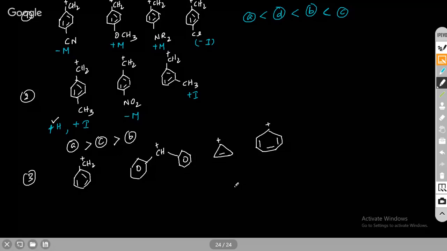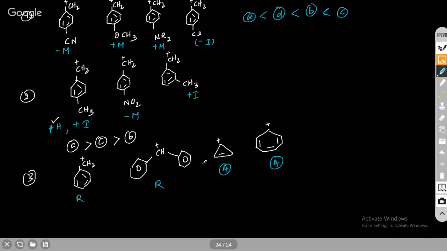Vaishnavi, are you done? See, it's simple only. You see here, what electronic effects do we have here? Resonance, right? What do we have here? Again, resonance. This one is aromatic. This one is also aromatic, right? Which one dominates? Aromaticity dominates resonance, right? So obviously these two are more stable than these two, right?